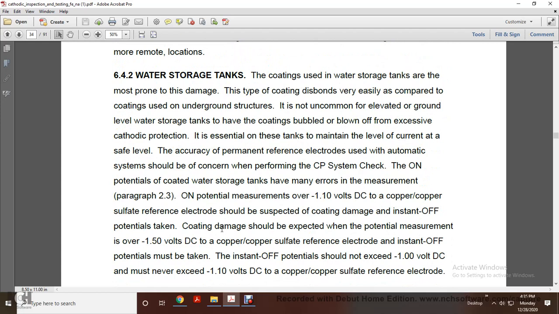6.4.2 Water storage tank. Coatings in water storage tanks are more prone to damage. The type of coating disbonds very easily compared with coatings on underground structures. It is not uncommon for elevated or ground level water storage tanks to have coating with bubbles blown off with excess cathodic protection.